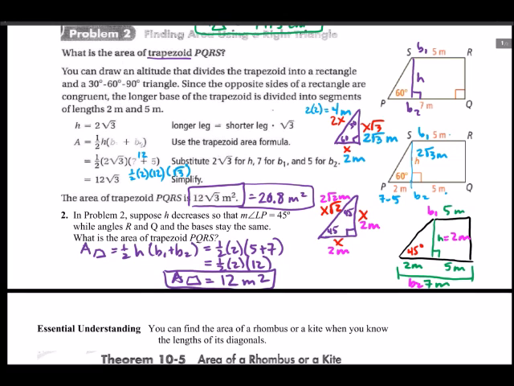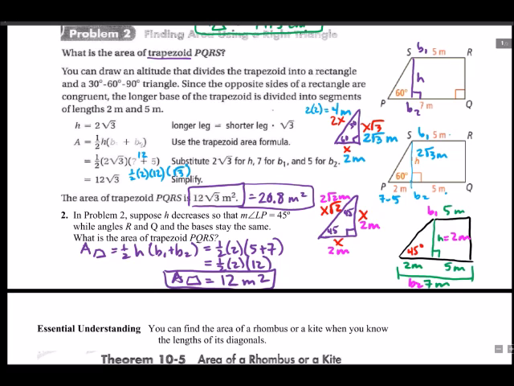This problem was a little bit more challenging than the last one, but still not too bad. It said, suppose our trapezoid from up above, your height is decreased so that the measure of angle P there is now 45 degrees. Still going to be one of our special right triangles. All of our others stay the same. So now I still have my same base. Base 1 is 5, base 2 is 7. My height still comes down. It's still going to make the little piece of this triangle 2 meters.